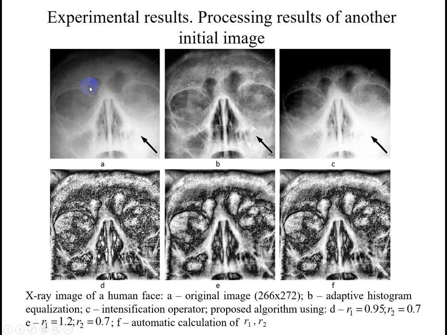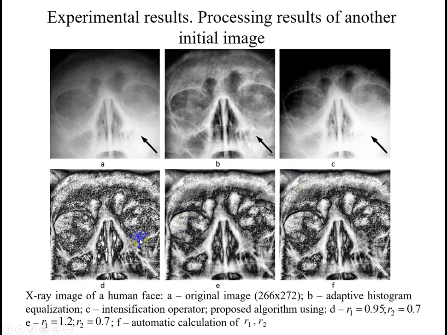Here we can see the result of processing one more source image. This image contains an X-ray of a human face, and here we can see the result of adaptive histogram equalization and applying the fuzzy intensification operator. Both methods are not able to give us the proper level of details.